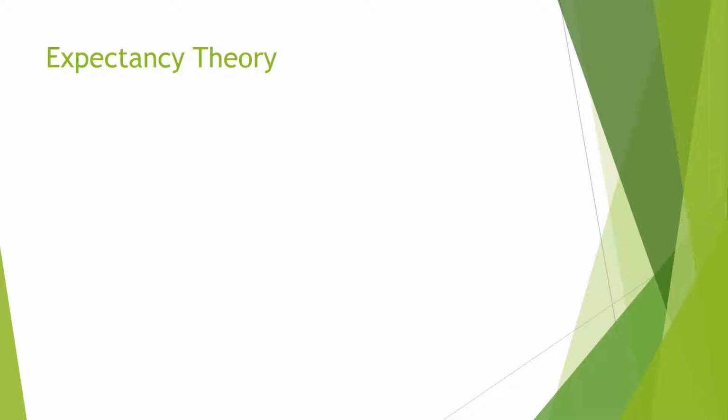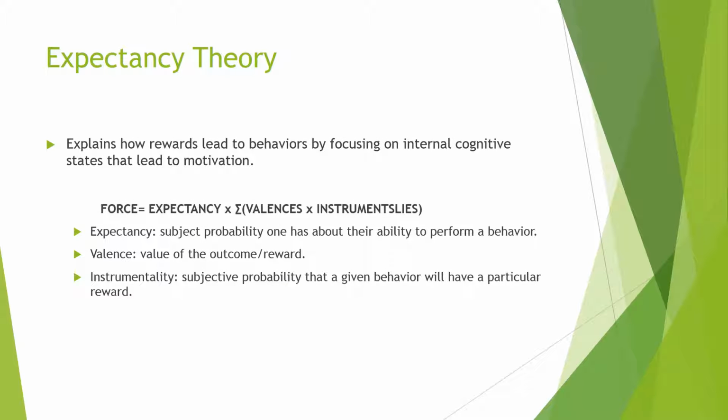Expectancy theory. There is the equation for expectancy theory, which is force equals expectancy times valence times instrumentalities. It explains how rewards lead to behaviors by focusing on internal cognitive states that lead to motivation. Then we have the definitions of expectancy, valence, and instrumentality. Everyone let me know when you're ready to go on.